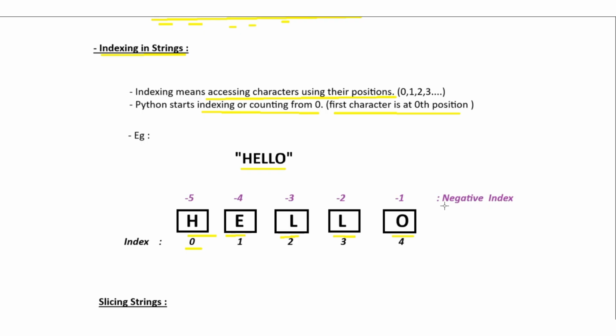Negative indexing. Python also allows negative indexing. Negative indexing means counting from the end. The last character is at position -1. The second last is at position -2, and so on. This is very useful when you want something from the end of a string and you do not know the length. For example, if you want the last letter of any name or the last character of a file extension. Negative indexing makes these tasks simple.